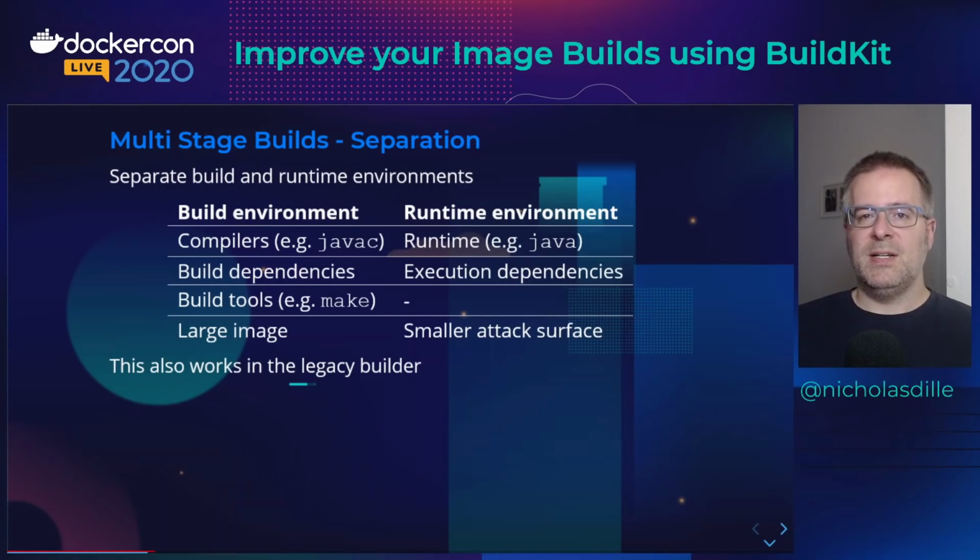So for example, the runtime for your Java application, which is just the JRE. And what you'll also need are the execution dependencies. And if you package all of that without the compiler, without the build tooling, you get a much smaller image, and a smaller image directly results in a smaller attack surface. Just think about the fact that it doesn't have a compiler to build source code into a new binary. The nice thing is that this separation of build and runtime environments already works with the legacy builder. So you don't need BuildKit for that.